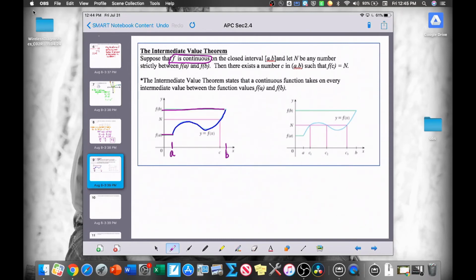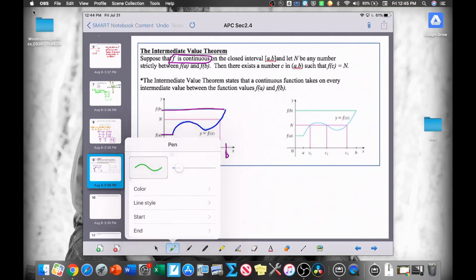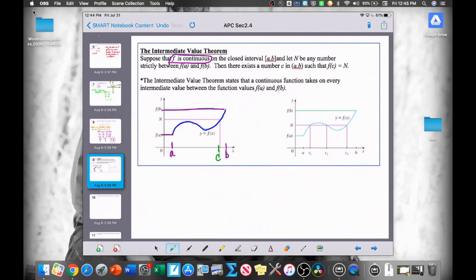And the Intermediate Value Theorem says that there has to be some value c that lives between a and b, so here's c, such that f of c is equal to n, and n is a number between f of a and f of b. So that makes sense, right?